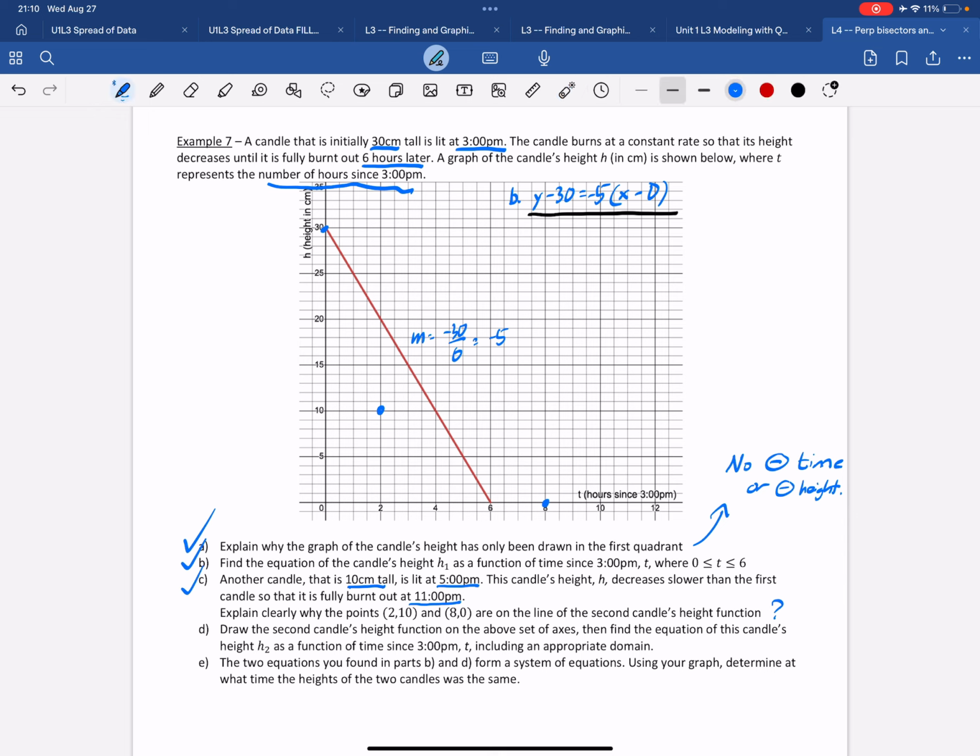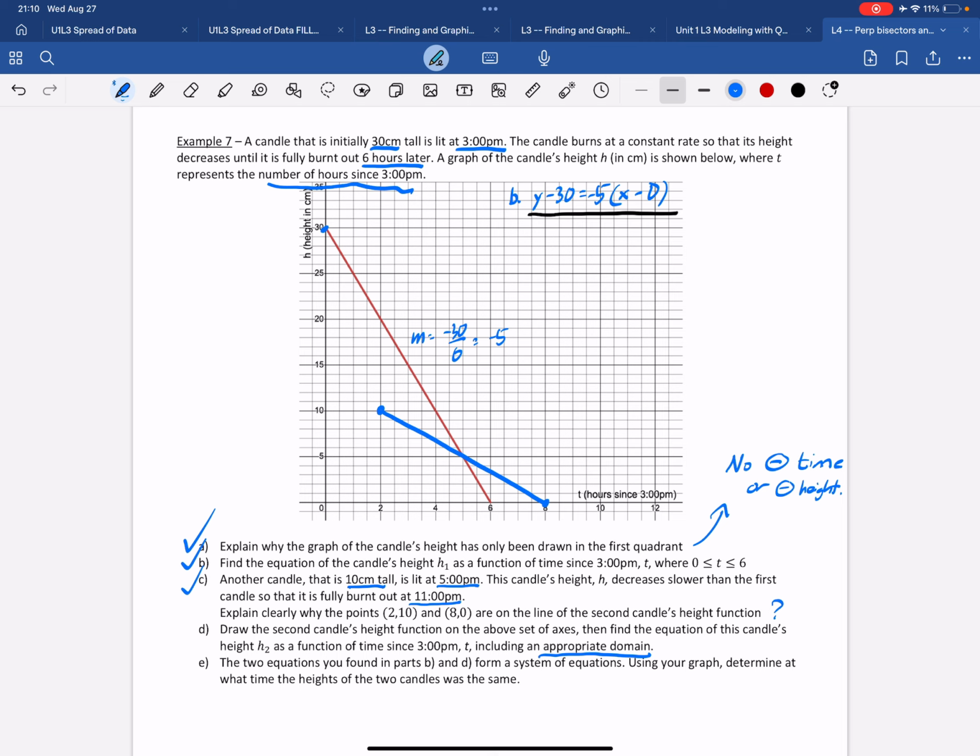Draw the second candle's height function on the above set of axes and find the equation of the candle's height, H2. Okay, so basically we want to connect these with a straight line, but we have to restrict our domain, right? The domain is going to only be from 2 to 8. Okay, so I'm going to do it in black. Oh, no, I'll write it in blue too.